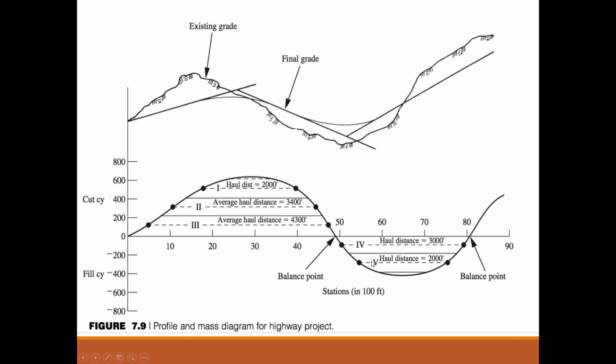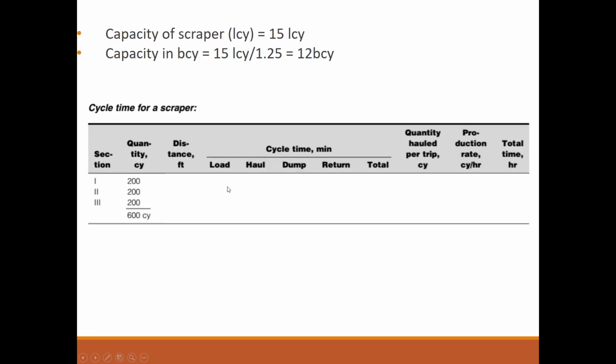So all you need to do to determine it for hauls 4 and 5 is set up the same exact table. You are going to be putting sections 4 and 5. You have the same amount of quantity. You have different distances. You have the same load, the same dump. You have different haul, different return. You're going to get a different total.